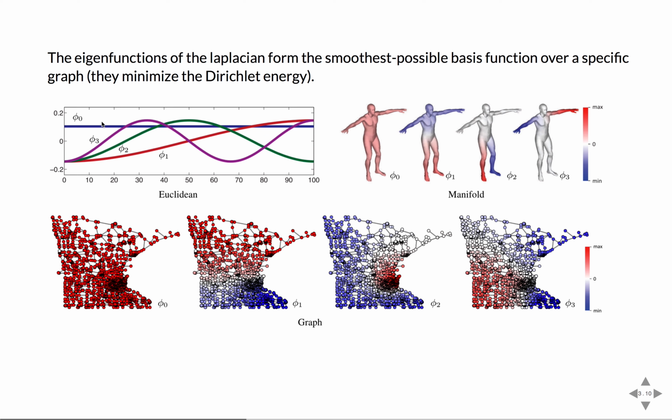So you can see, for example, here in the Euclidean domain, this is just the Fourier basis, and on some kind of manifold you can see the smoothness, and on some kind of graph you can see again smoothness, and then more high frequencies emerging.